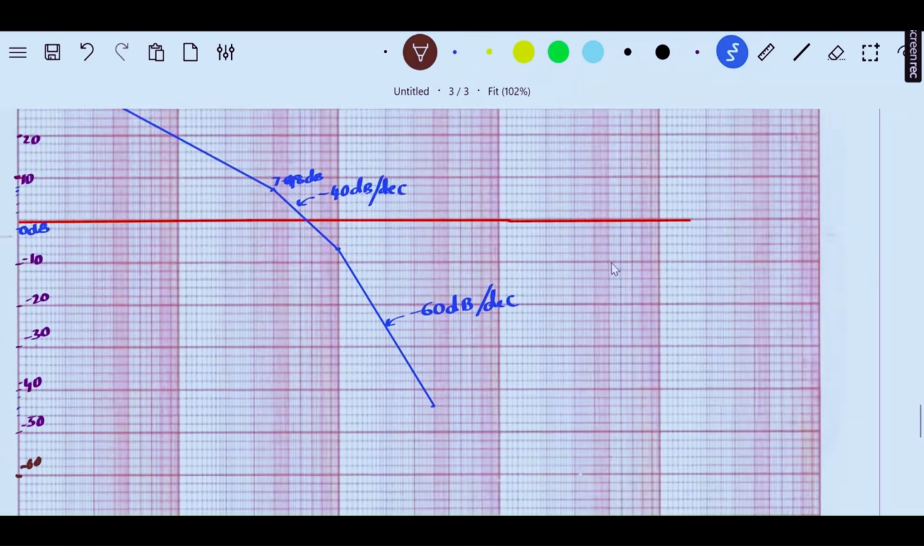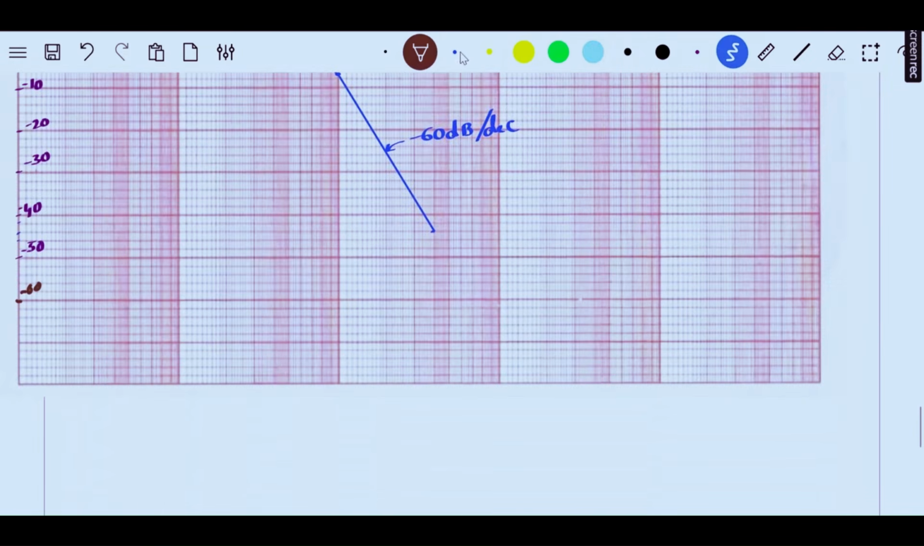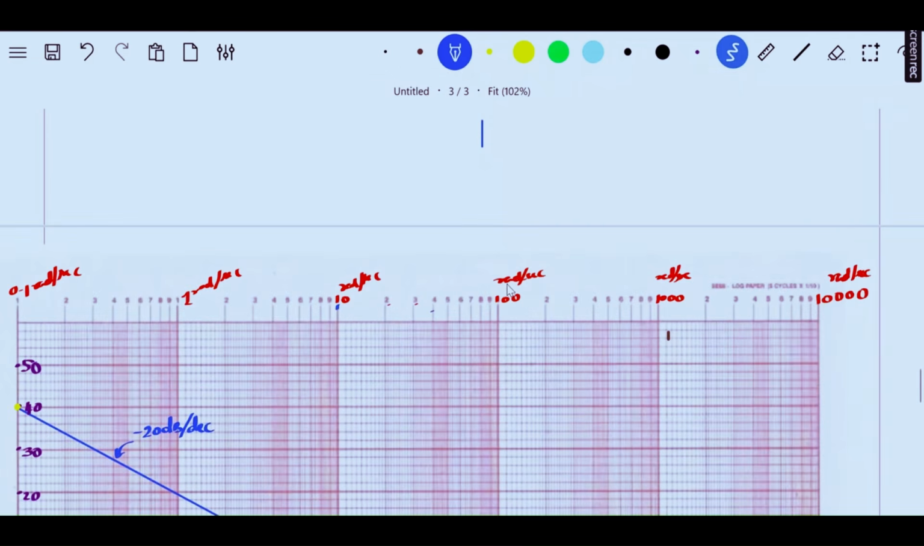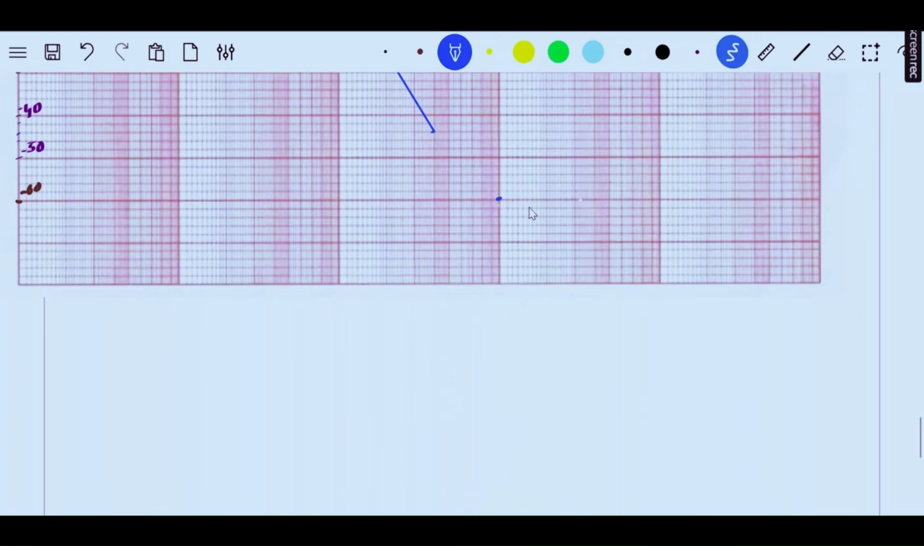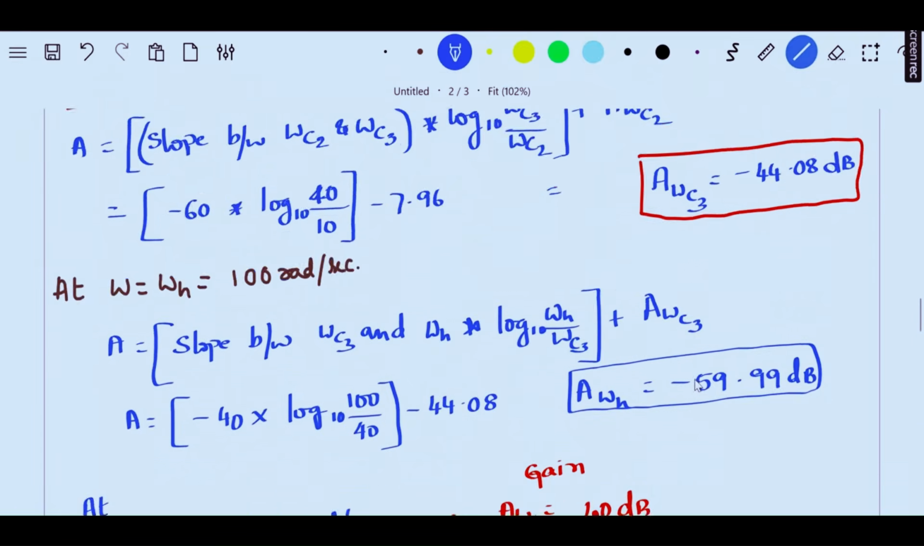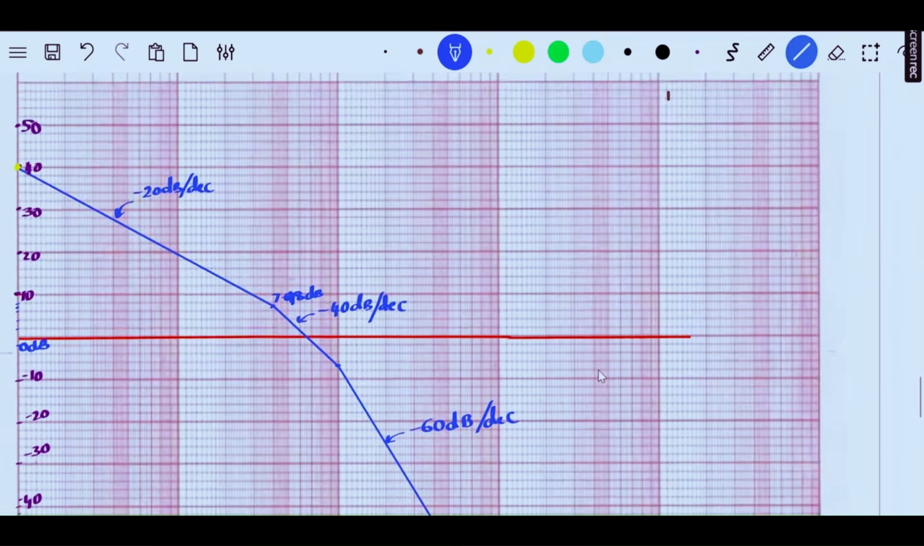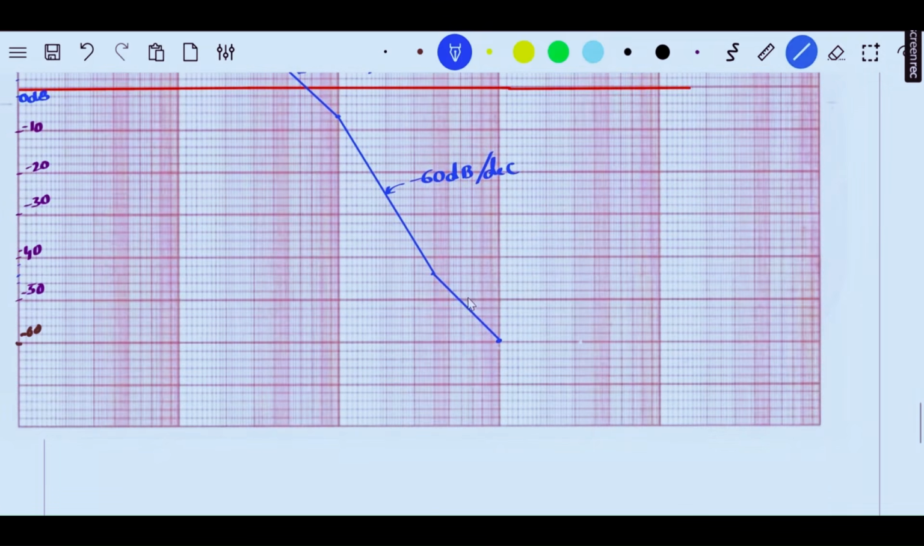Now I need to mark 59.99, so approximately 60. So approximately 60 will come somewhere here. Now this is 100. If you go back and see on top, 100 radians per second is this line. So I need to join from here to here. The slope of this line is the last slope, which is minus 40 dB per decade.